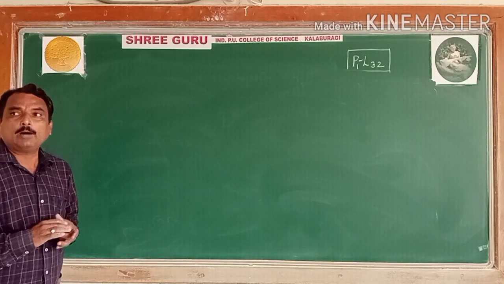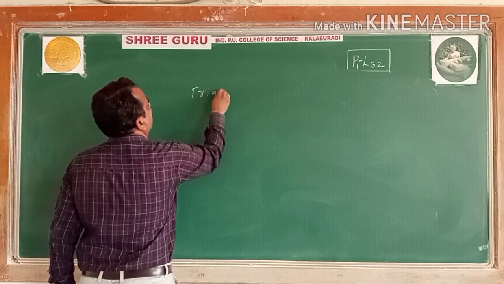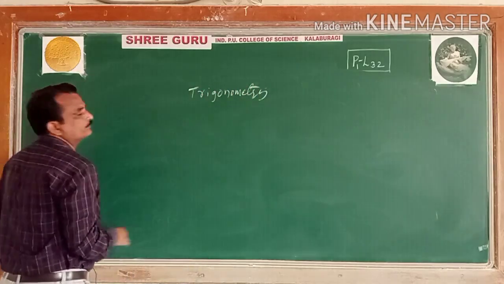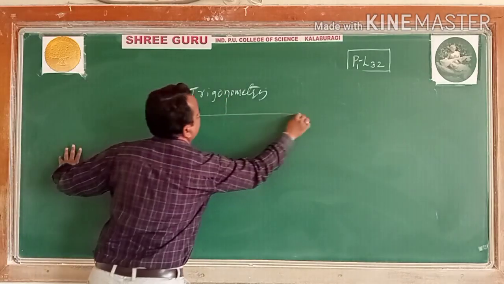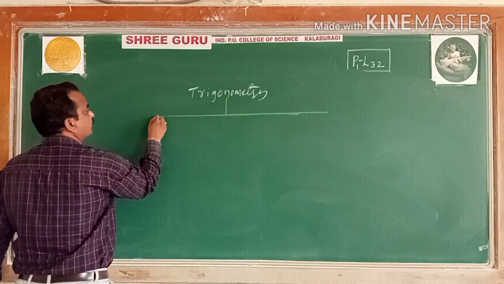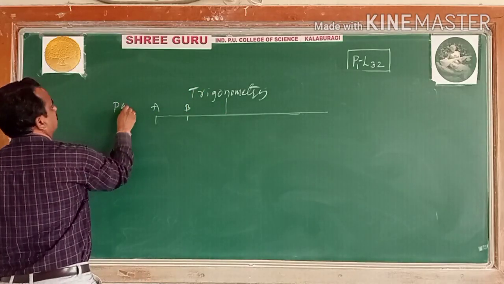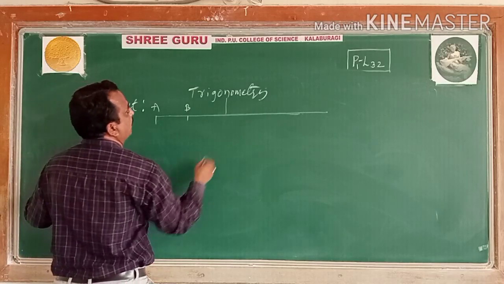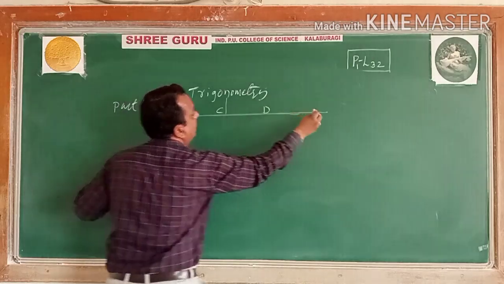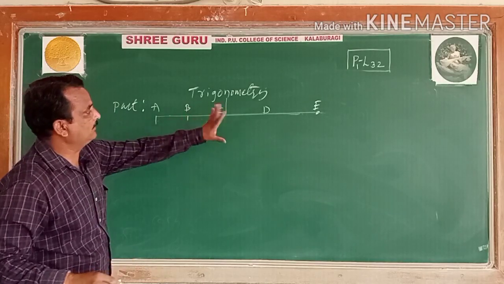So let us see the mark distribution of these trigonometry functions for the point of your annual examination. You know the question paper is divided into part A, part B, part C, part D and part E. Like that, 5 parts are there.